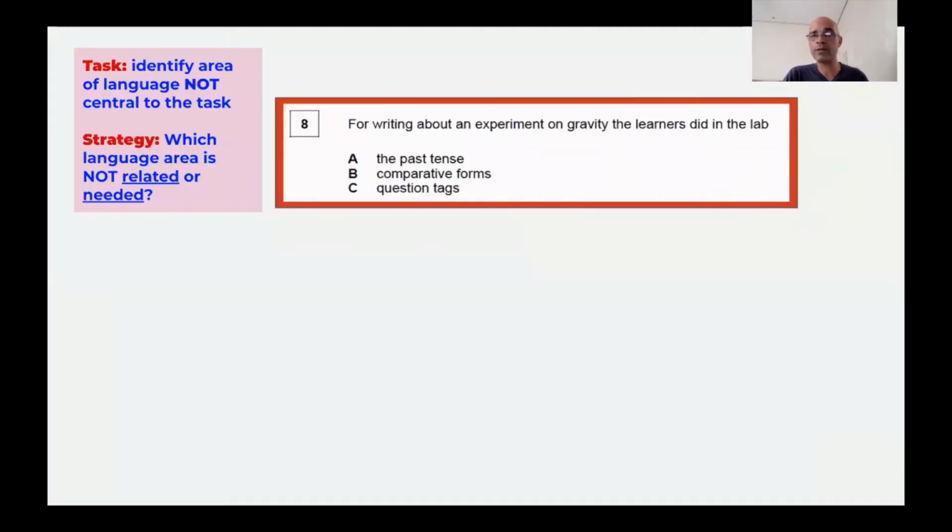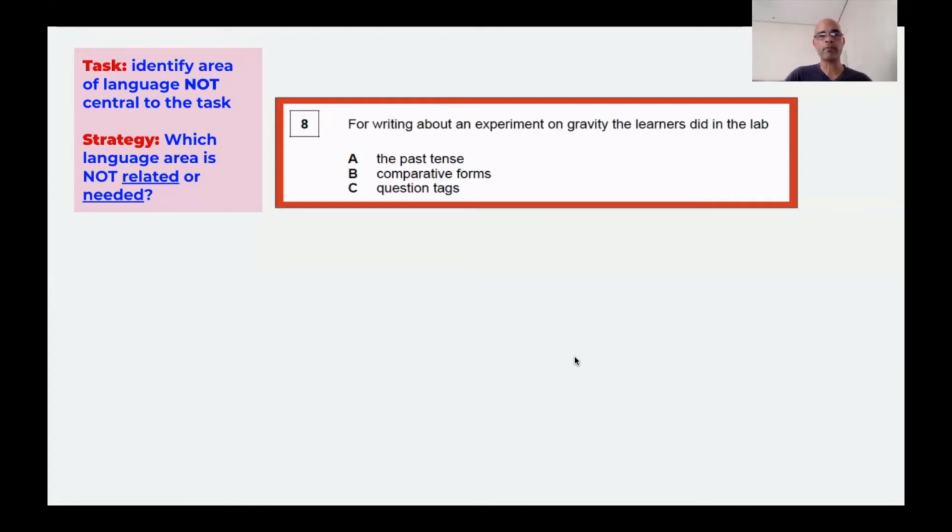Let's look at question number 8. For each one of those slides with a question in it, I've put a little box reminding us of the task, which is to identify the area of language not central to the task. So what's my strategy? Well, it's to determine which language area is not related or not needed. In order to do that, I need to read the task, read the areas, and we're going to dissect each one of the areas to make sure that we can get to the one that is not central.